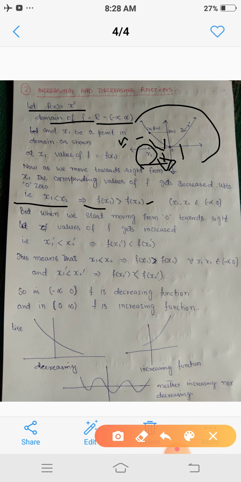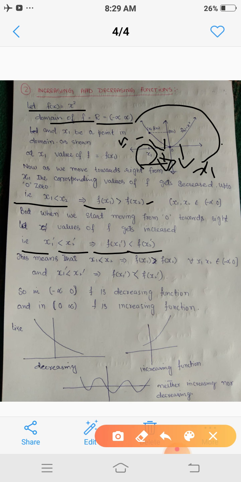Similarly, when we consider another point, x1 dash, on the positive direction of the x-axis, and start moving towards the right from this x1 dash, the value of f of x starts increasing. That is, if we consider two points on the positive x-axis with x1 dash less than x2 dash, this implies that f of x1 dash is less than f of x2 dash. This means that at the smaller point the value of the function is smaller, while at the larger point the value of the function is larger.